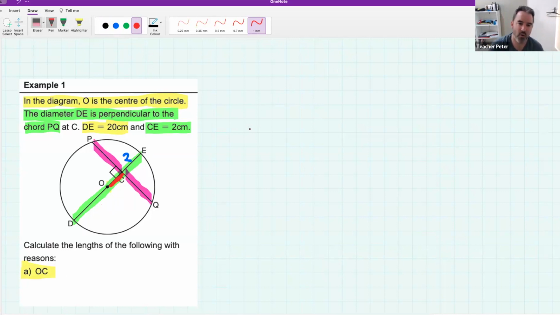Now, tell me, how are we going to work out what OC is? Any ideas? So look at what we've got. We know that we have a diameter, which is 20. We know CE is 2, but how do we find the little red bit that was there? So OC is like this.